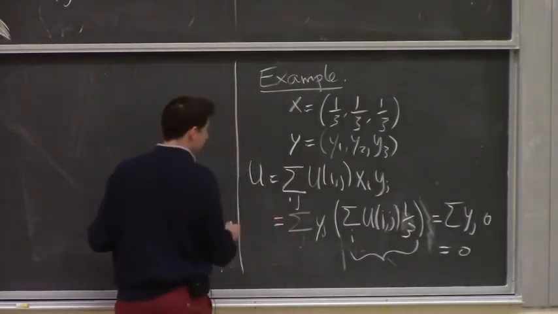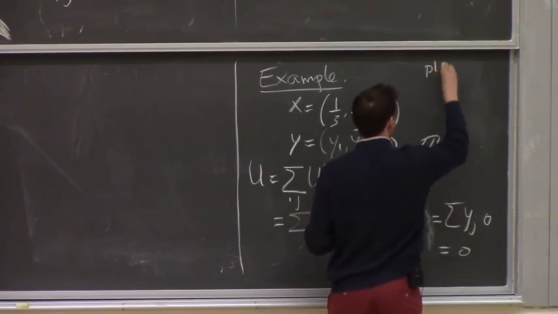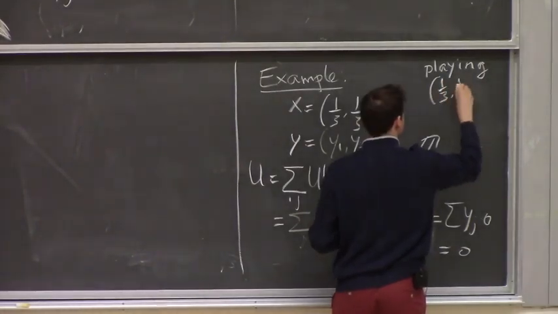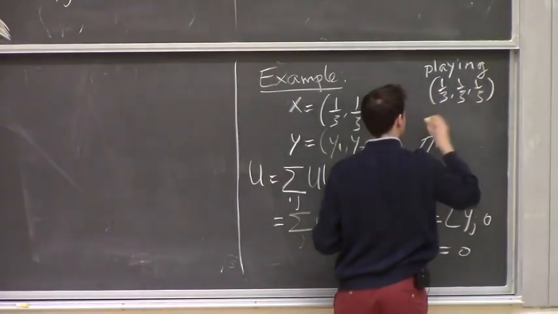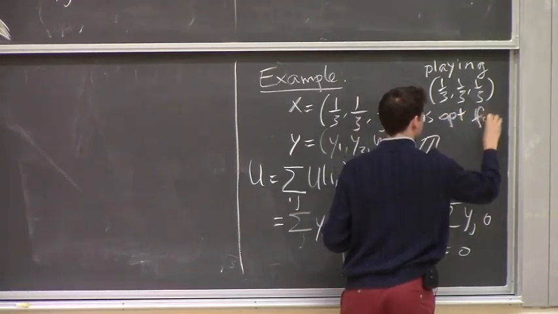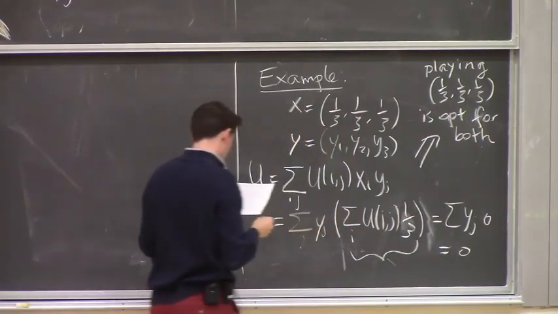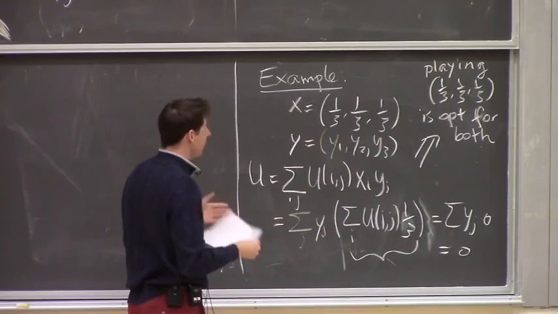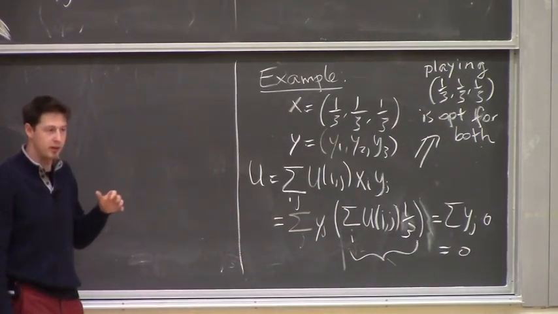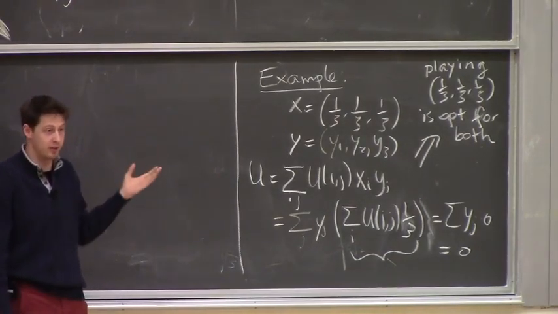And so what we learn from here is that playing a third is optimal for both. OK, this was just an example. It is somewhat degenerate because things look literally the same for the row player and the column player, so they're actually playing the same strategy.